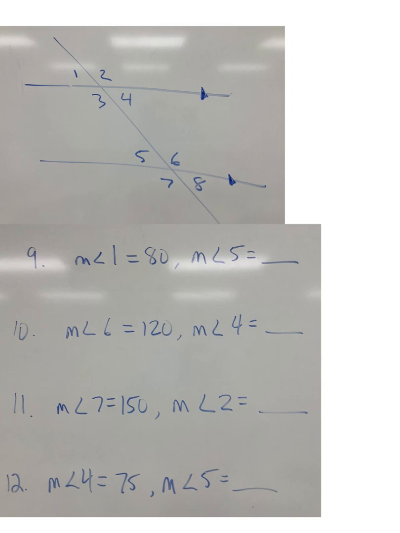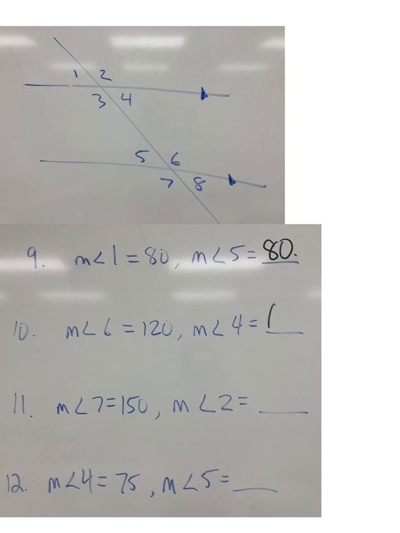80. How do you know? Because they're corresponding. Yeah, that worked too. Well, if you don't say that, you don't get the credit. Alright, I'll remember that. The measure of angle 6 is 120. So what's the measure of angle 4?